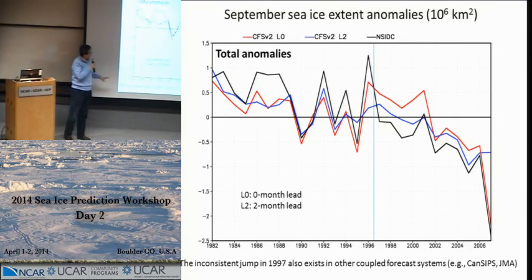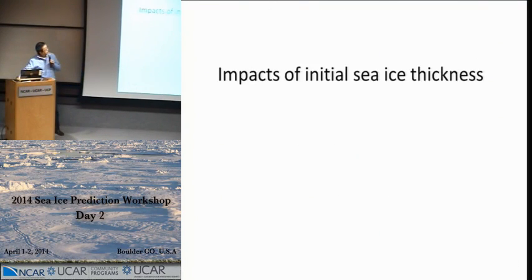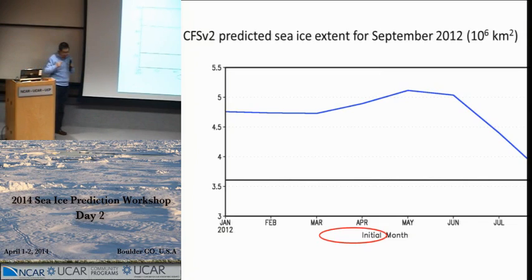So what this means is we need a consistent CS concentration analysis to represent the long-term trend. Actually, this weaker long-term trend we can also see in the Canadian forecast system and the GMA models. Next, I want to talk about the CS thickness.